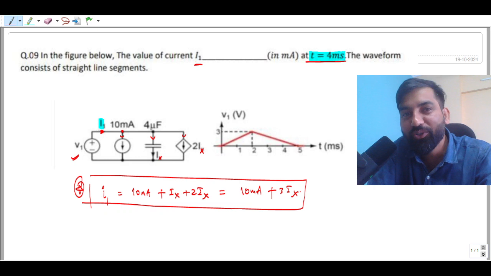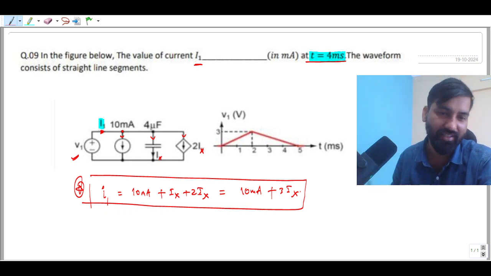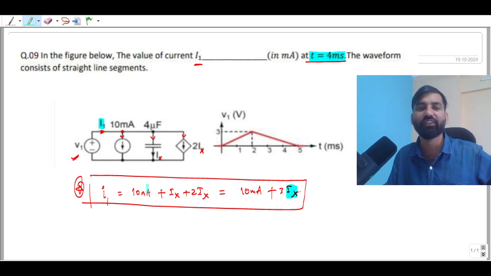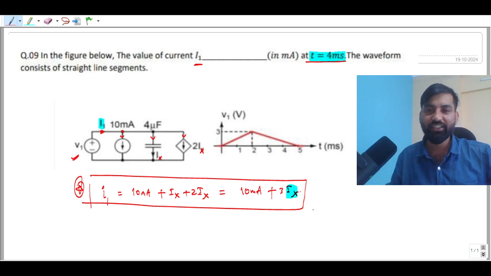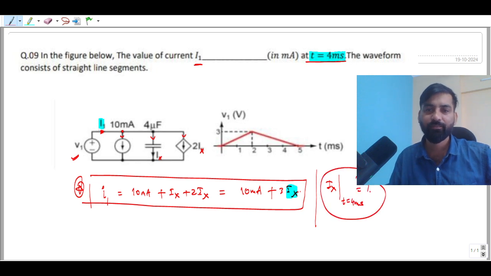Now what do you want to find? You want to find I1 at 4 millisecond. So what is unknown here? The unknown part is Ix. If you know Ix, you can find out I1. So see, it is very simple here. You have to find Ix at t equal to 4 millisecond. That is the question first.